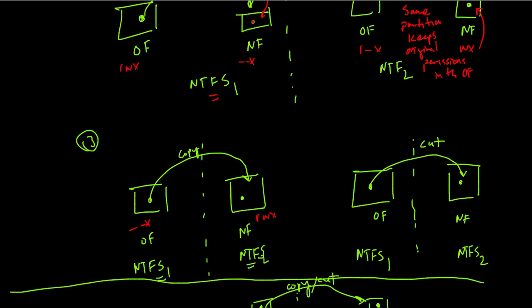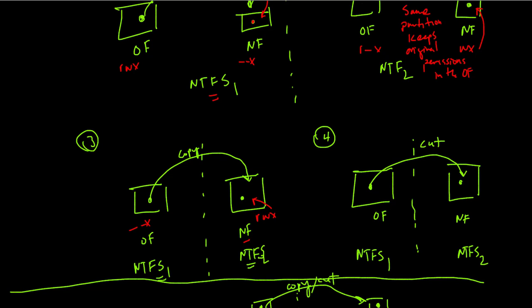Well, when we copy from one file system to another, if they're both NTFS, what's going to end up happening is this new file is going to inherit the permissions from the new folder that it's in. Now, this original file will still only be able to be executed, but this new file will be able to be read, written, and executed, and it will inherit the permissions from the new folder that it's currently in. Okay? Now, you could probably imagine the same thing for this fourth scenario.